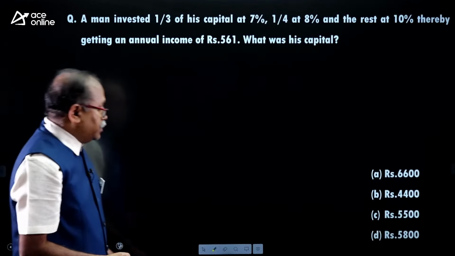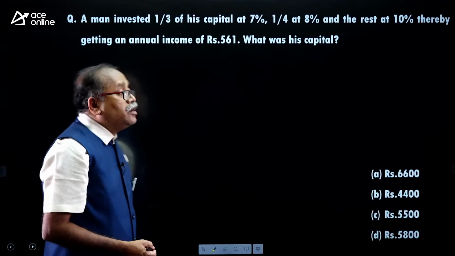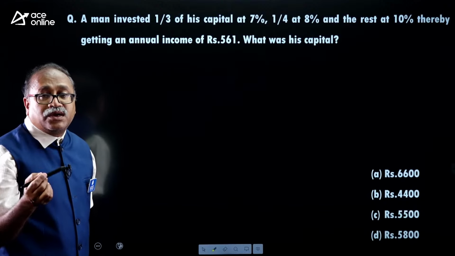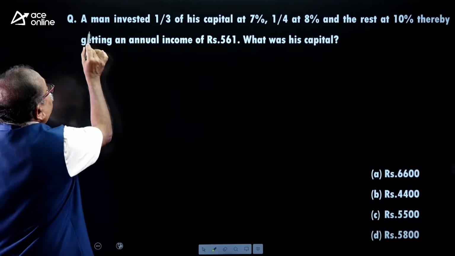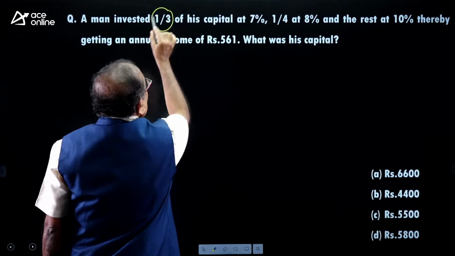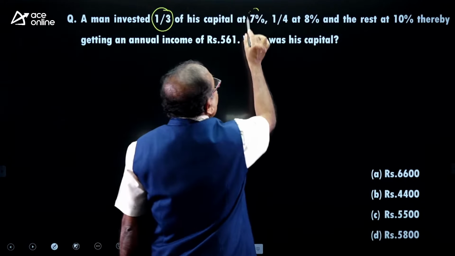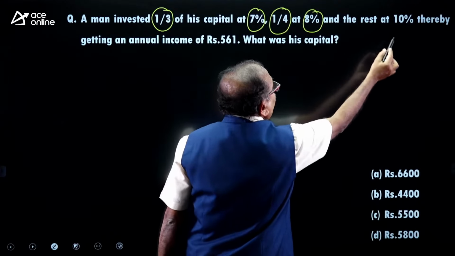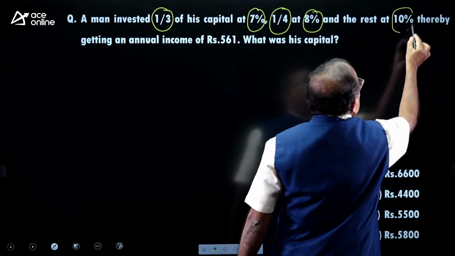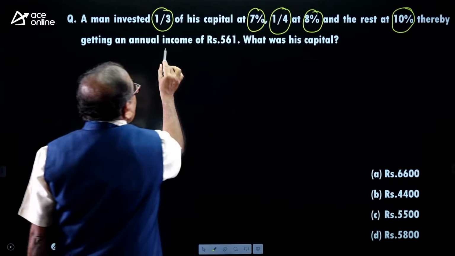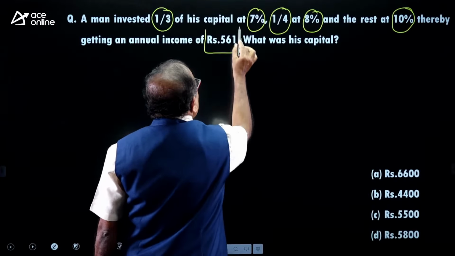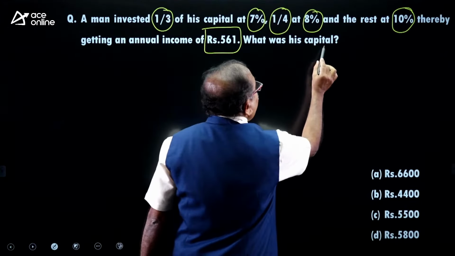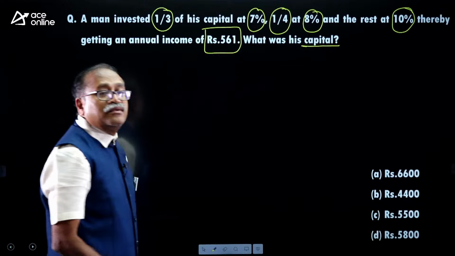Here is your next question, and let me see if you are comfortable on this or not. I will give 30 seconds after reading the question, all my friends. A man invests 1/3 of his capital at 7%, 1/4 at 8%, and the rest at 10%, thereby getting an annual income of rupees 561. What was his capital?